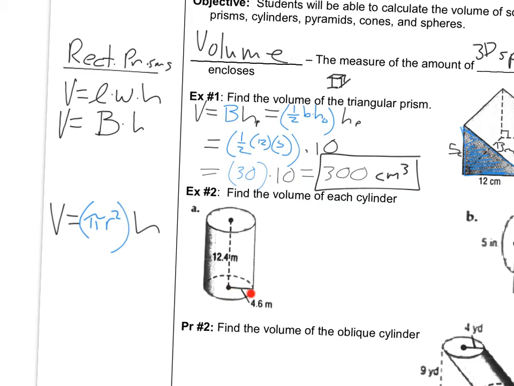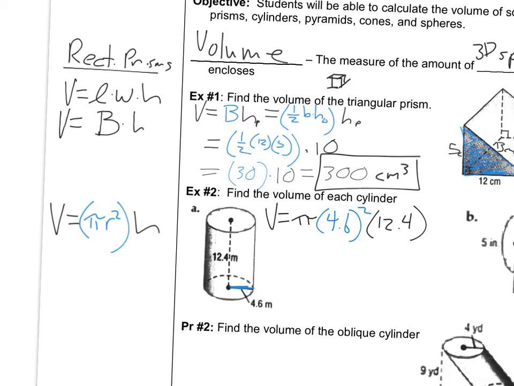We have a radius, and the radius is always referring to the radius of the base. And we have a height that goes straight up and down. It could go along the edge, or it can go right to the center. It doesn't really matter. That's all the height. So the volume here is going to equal pi times a radius of 4.6 squared times a height of 12.4.